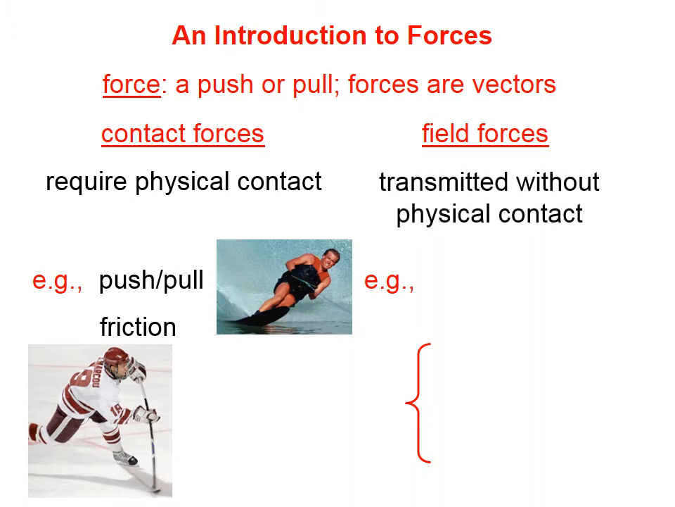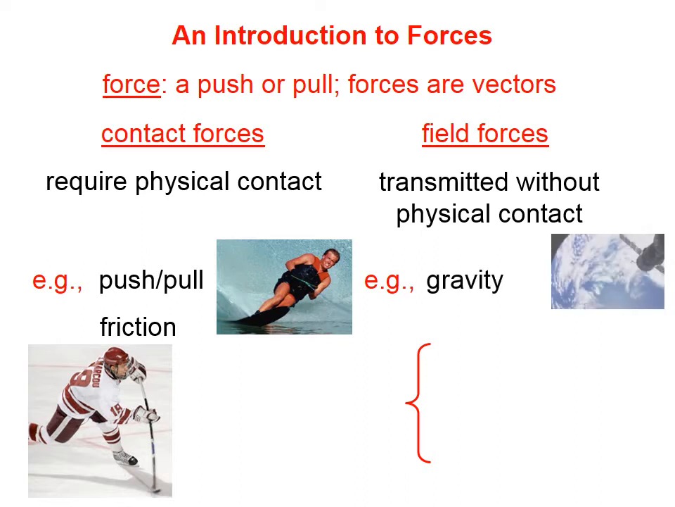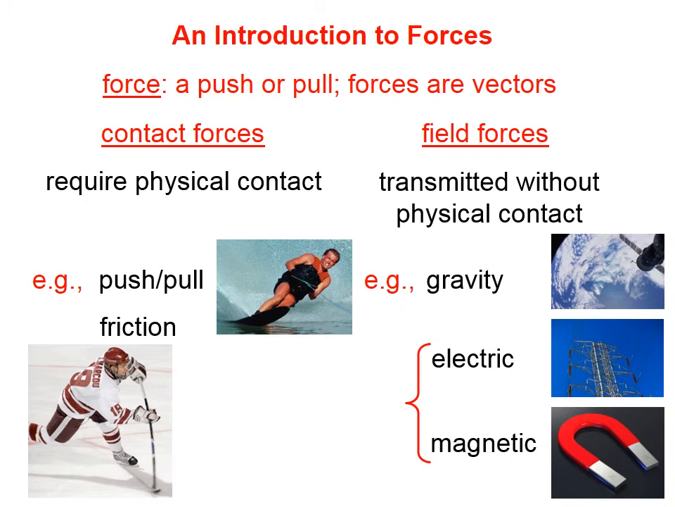Field forces are transmitted without physical contact. That is, the objects don't have to be touching in order for forces to act between them. Gravity is an example of a field force. You don't have to actually be touching the Earth in order for a gravitational interaction to take place between you and the Earth. Electric forces and magnetic forces are field forces.